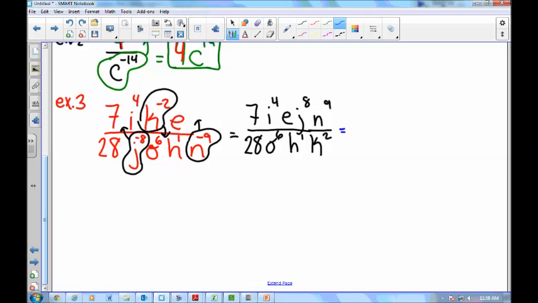Okay, alphabetical order. I, E, J, or N? E. What is E's exponent? It's 1. After E comes I to the 4th, then J to the 8th, then N to the 9th. Good. In the denominator for the variables, what was your name in the front?